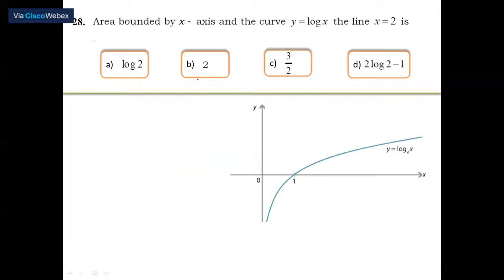Now, first let us consider the curve log x on our xy plane. We know that log 1 is equal to 0. So at the point 1 comma 0, our curve passes through the x-axis. Our area is bounded by the x-axis, the curve log x, and the line x is equal to 2. So this is the required area. Very good, Saujanya. Correct answer.